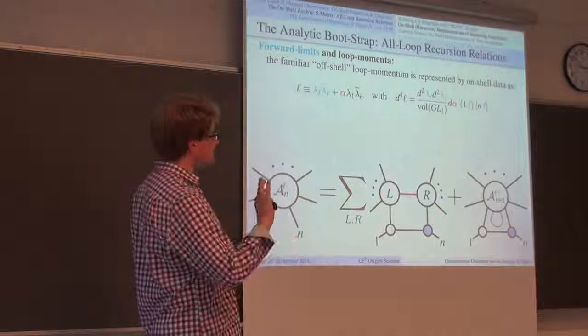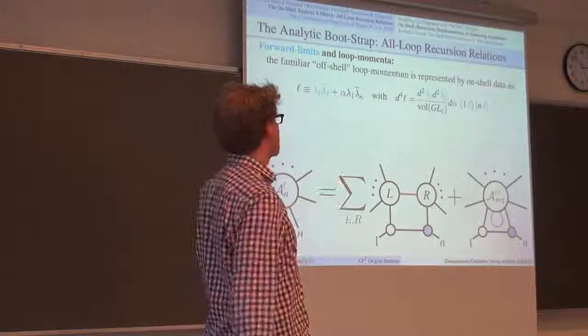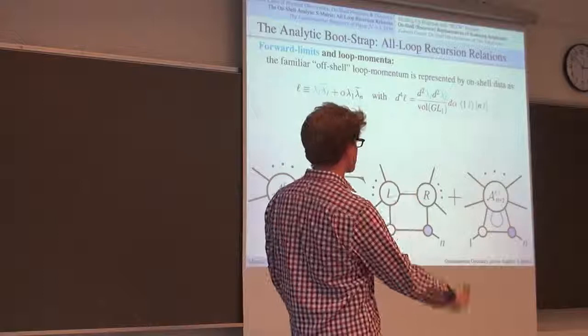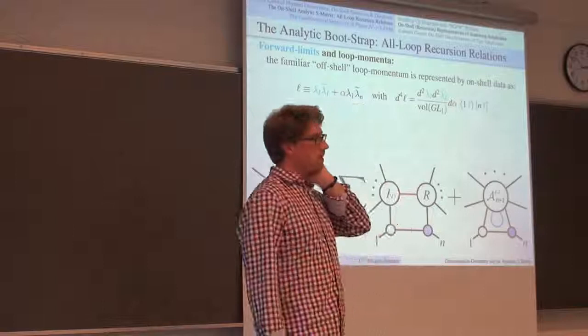But notice that the contour of integration is basically over all real L, which becomes a quadratic constraint in these variables. So the integration measure is very simple. It's just a bunch of d alphas, basically. But the contour of integration is some complicated second degree surface. So this must be related to the Feynman integrals. Which is nothing but the Feynman integrals on shell. Exactly.